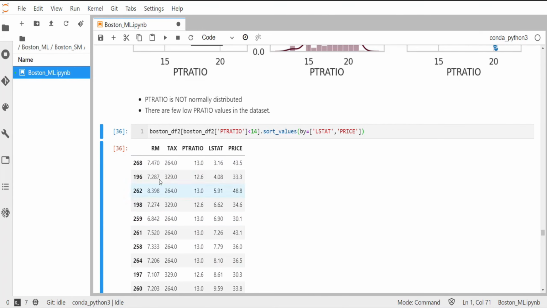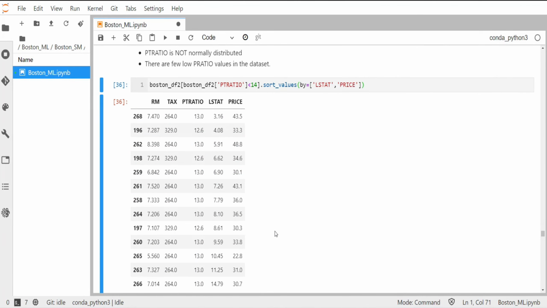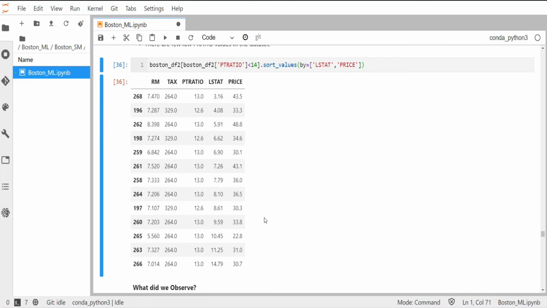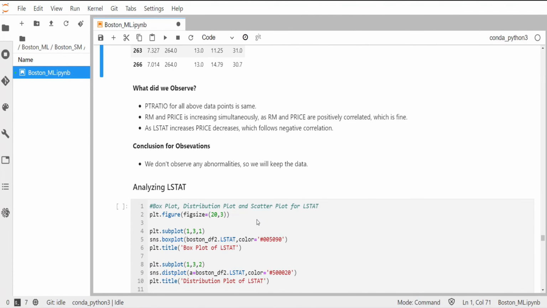Also, RM and price are increasing simultaneously, as RM and price are positively correlated, which is fine. And when LSTAT increases, price decreases, which follows negative correlation. So what we conclude is that there are no abnormalities found. So we will keep this data as it is.